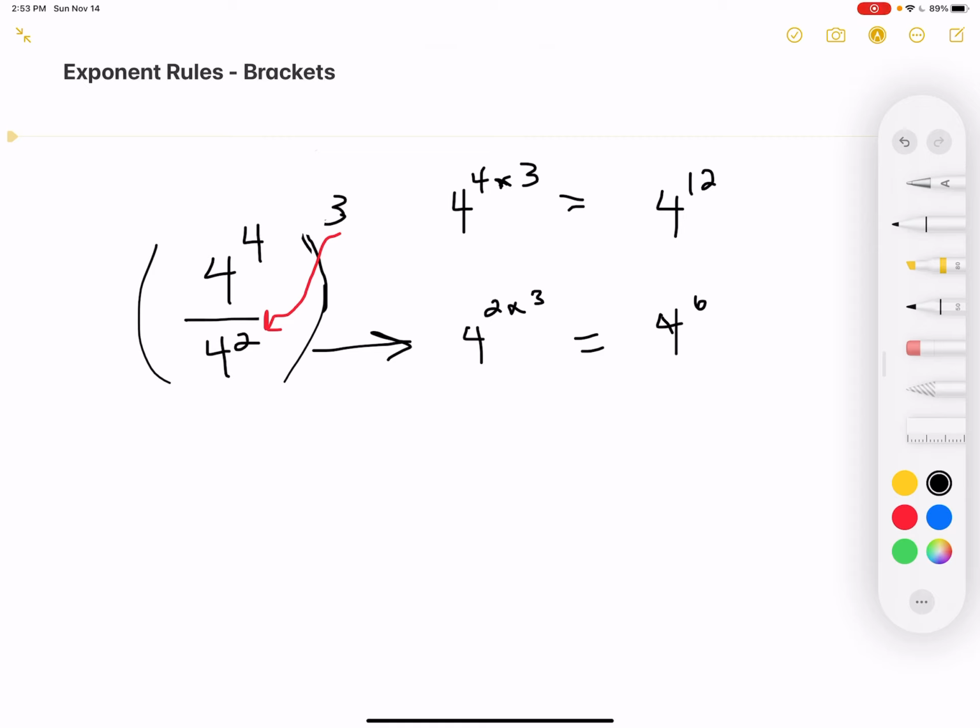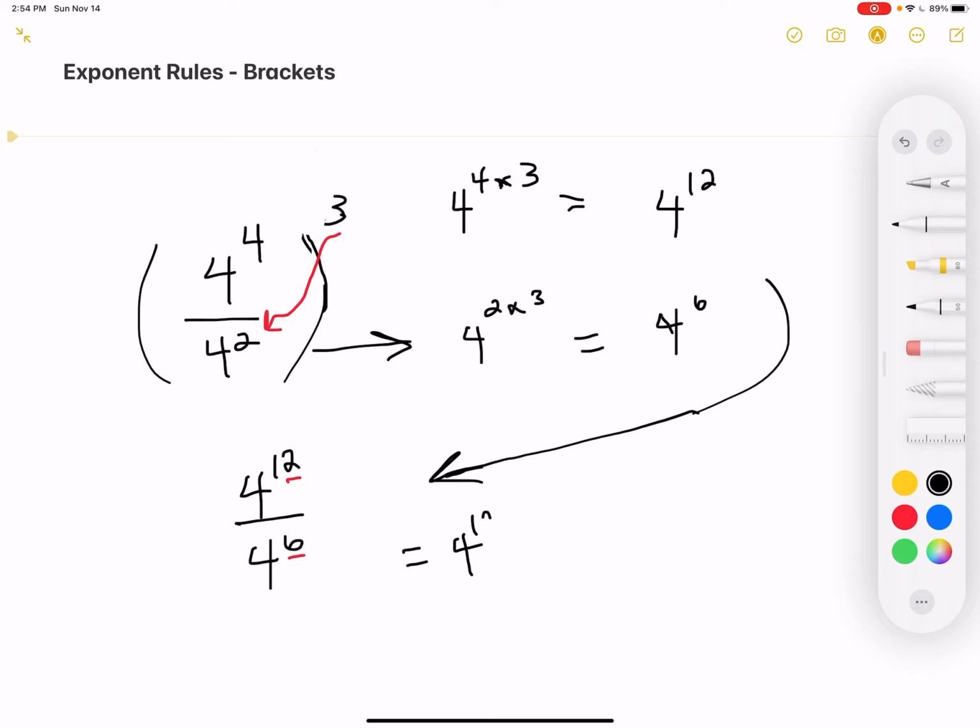Not quite finished here. Now that I've taken care of the exponent, I'm going to combine these two down here, and if I were to rewrite this expression, I would have 4 to the 12th over 4 to the 6th. And if we came across this question, it would say to solve. And since we have division, remember with division, we subtract our two exponents. So we're going to subtract 6 from 12. This is like saying 4 to the 12th minus 6, which just so happens to equal 4 to the 6th.